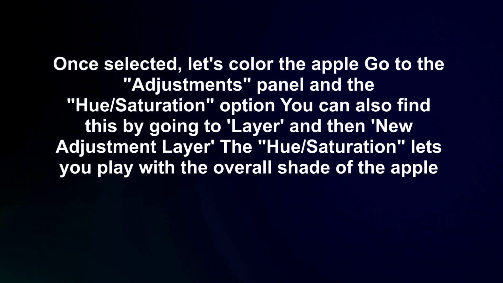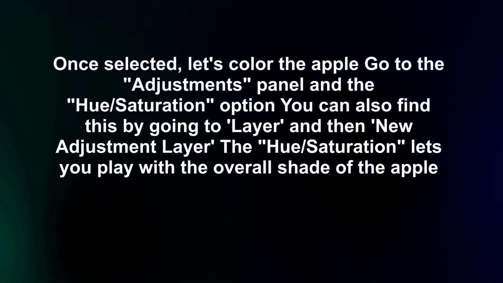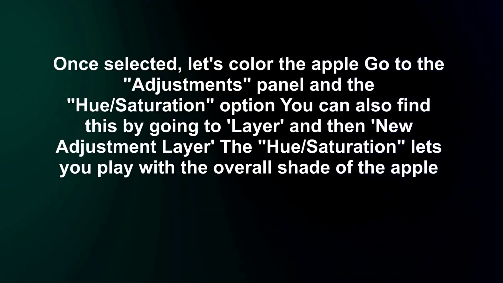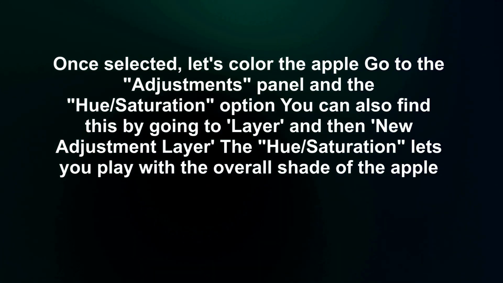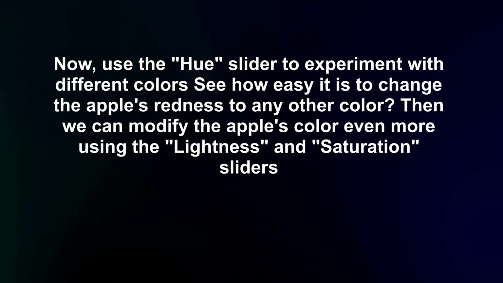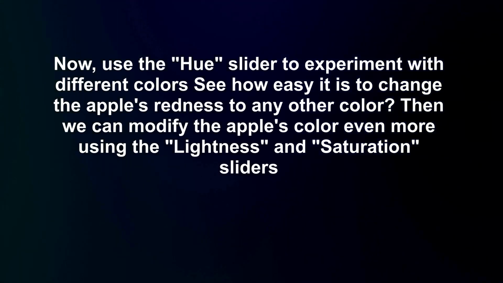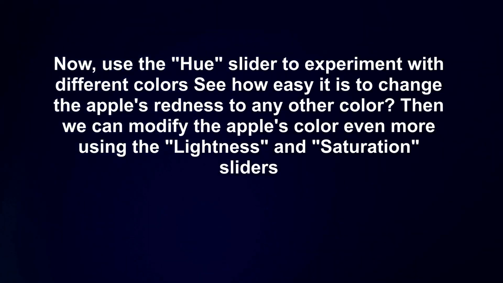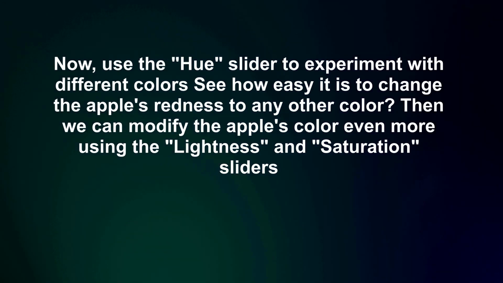Go to the Adjustments panel and the Hue/Saturation option. You can also find this by going to Layer and then New Adjustment Layer. The Hue/Saturation lets you play with the overall shade of the apple. Now, use the Hue slider to experiment with different colors. See how easy it is to change the apple's redness to any other color.